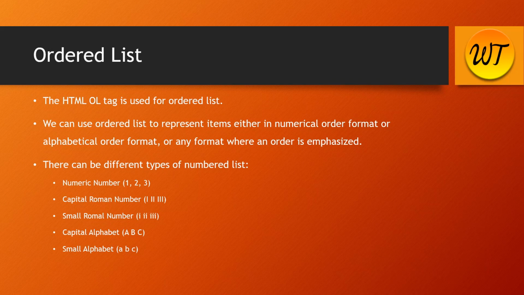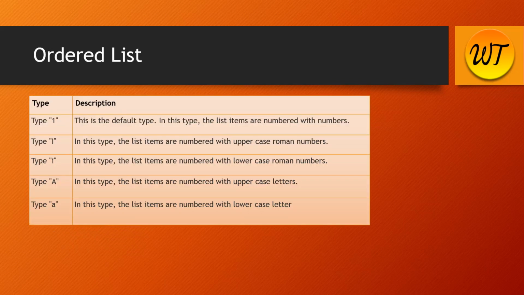Ordered list is nothing but the OL tag. In an ordered list we can have a numerical format or an alphabetical format. There are 5 different types of OL tag available: numeric number, capital Roman number, small Roman number, capital alphabet, and small alphabet.